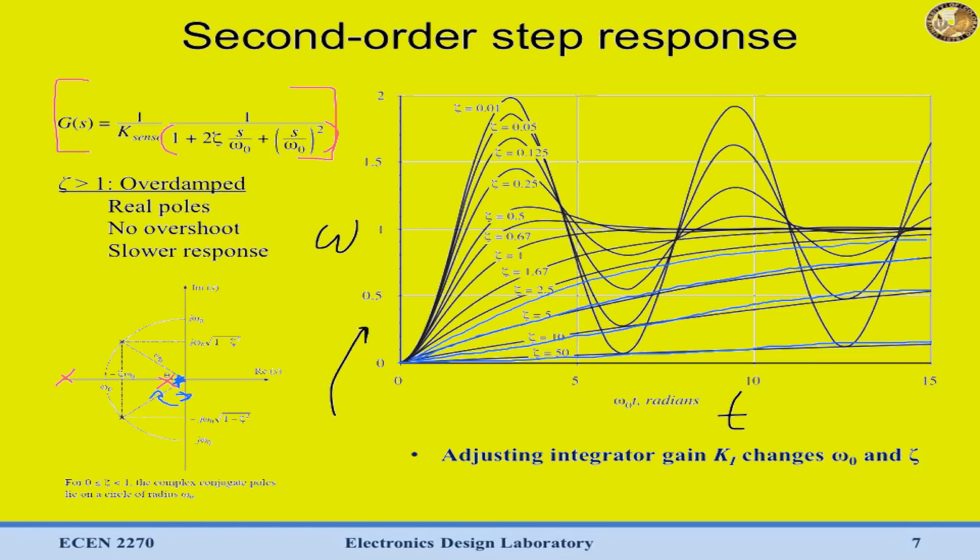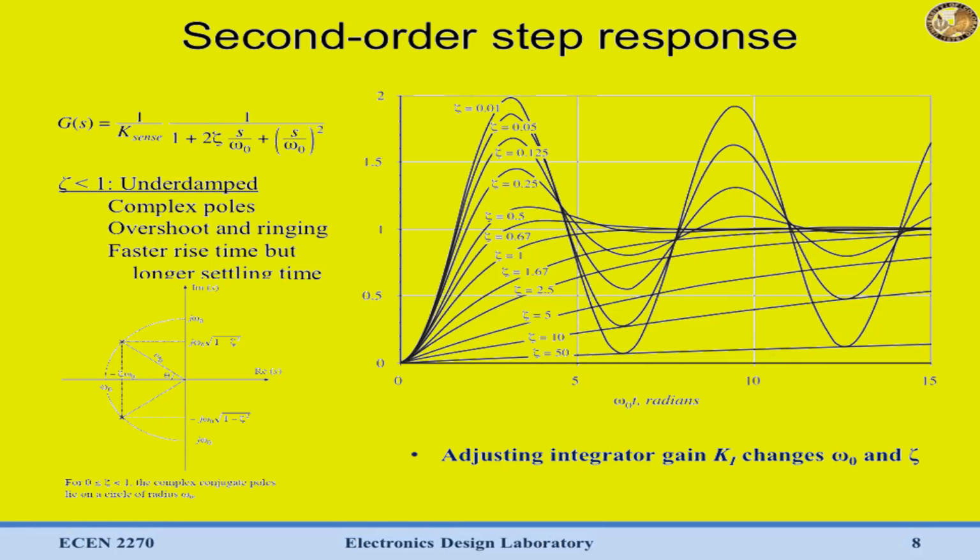Now we obviously don't want our system to respond like one of these lower curves. It's going to take forever to respond to reference changes, and we're going to be waiting on it all the time, waiting on it to get up to speed or to slow down. So we don't like that. Now let's take a look at a second type of response that we can get from this second order system.